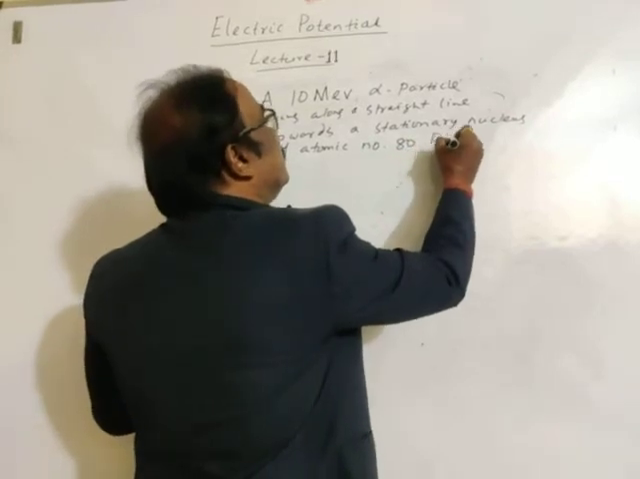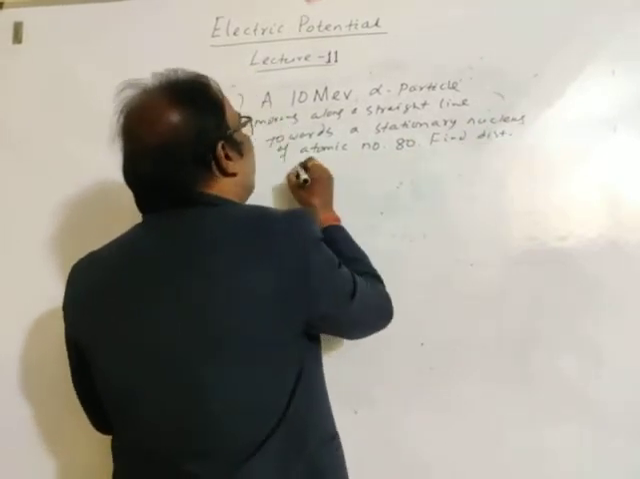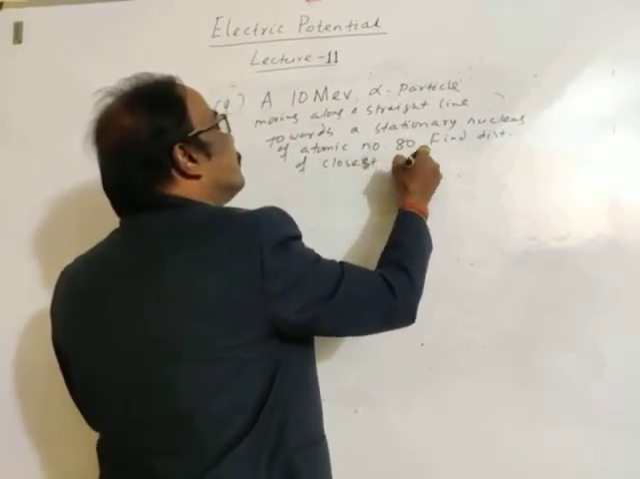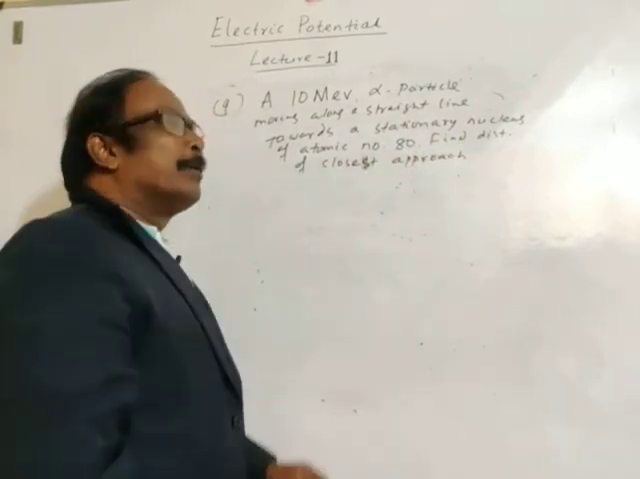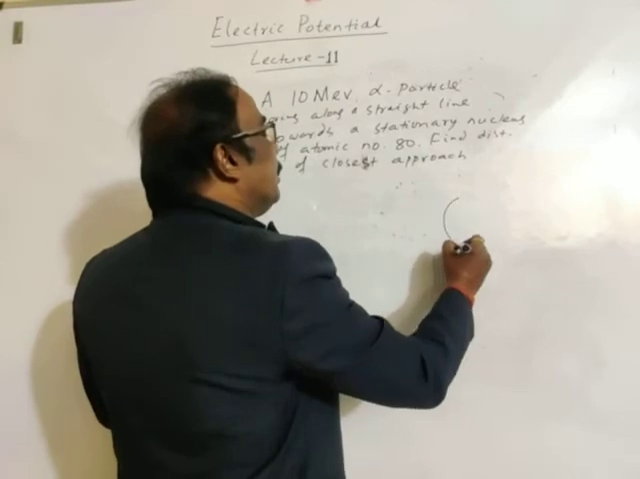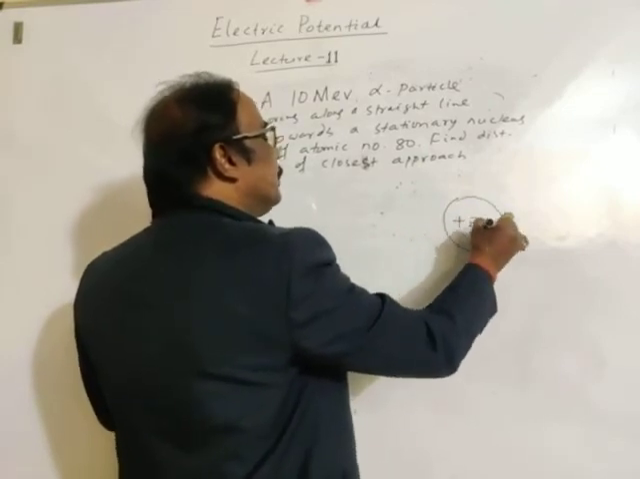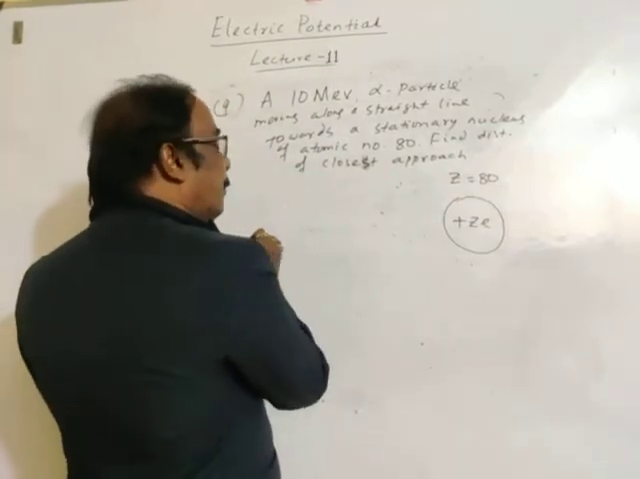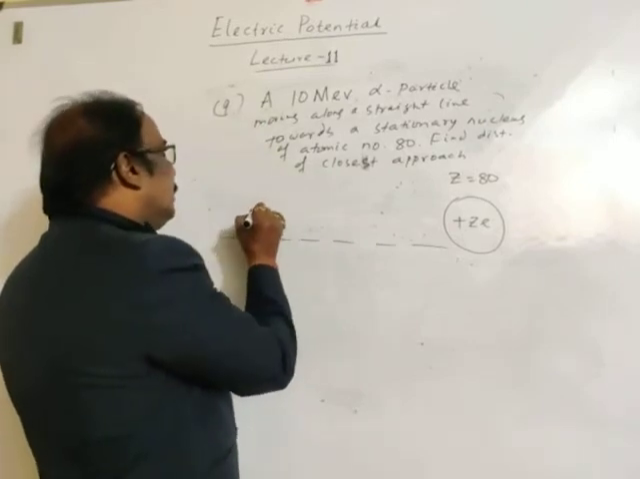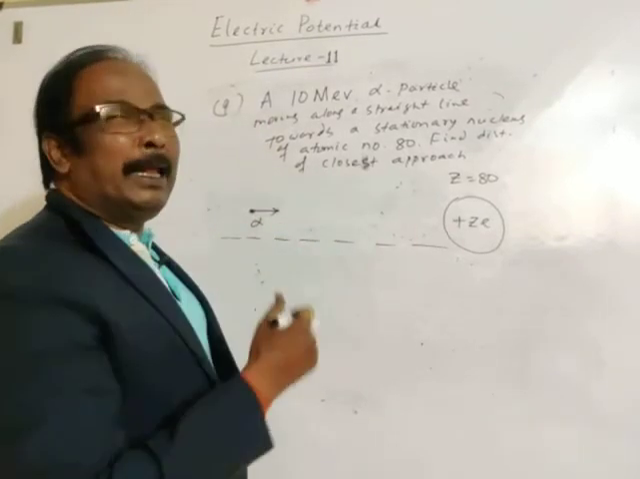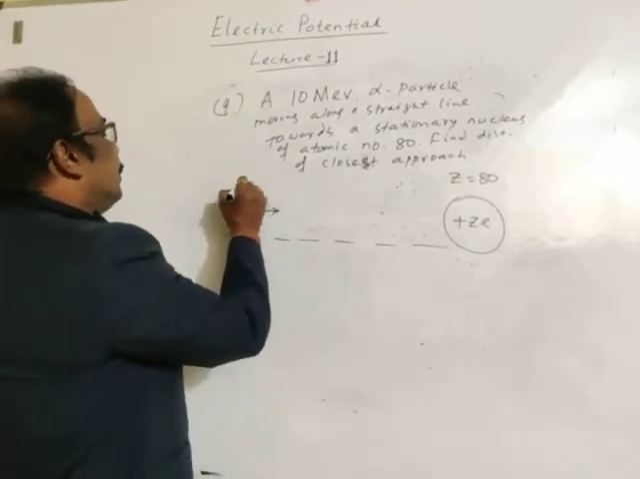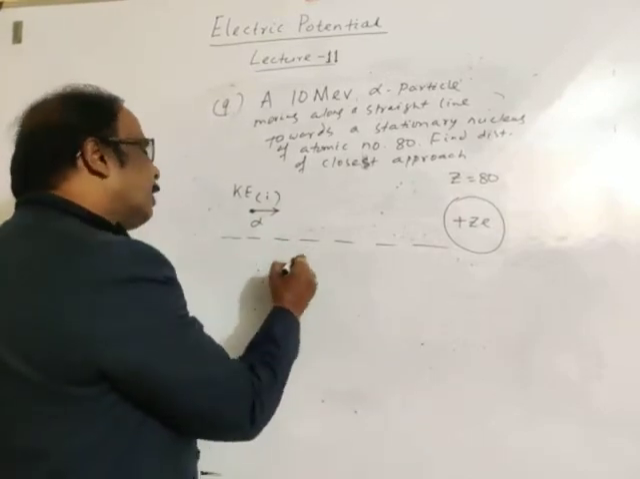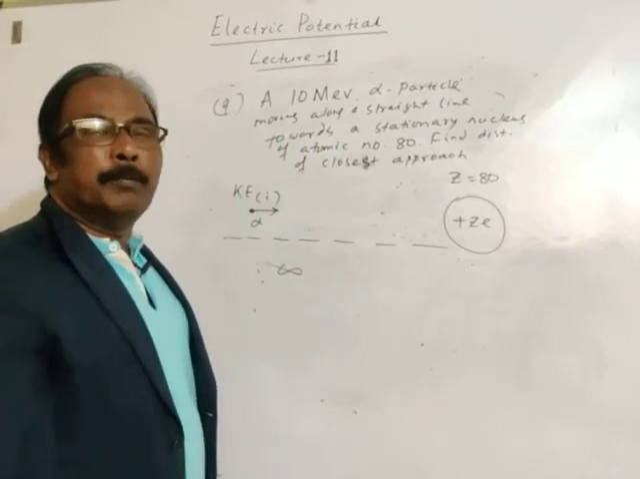Find distance of closest approach. So see the concept. This is the stationary nucleus. Charge of nucleus is positive plus Z, and Z is given 80 atomic number. An alpha particle is moving. Means the alpha particle is in motion, means the alpha particle has kinetic energy initially. And initially the alpha particle is at, let's assume, infinite distance.